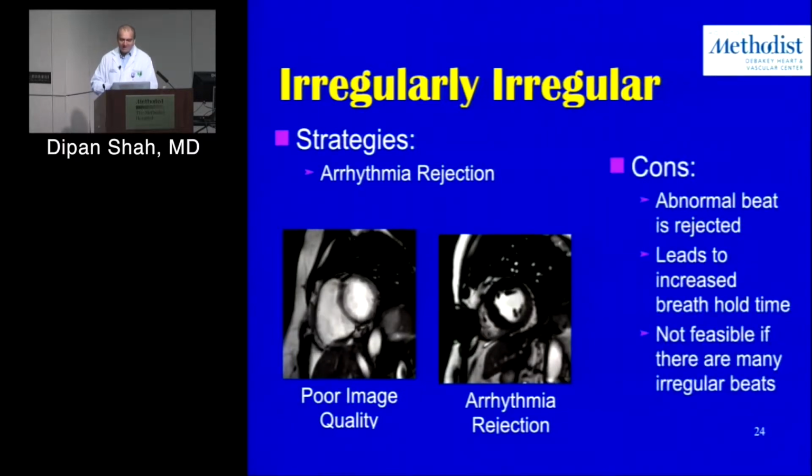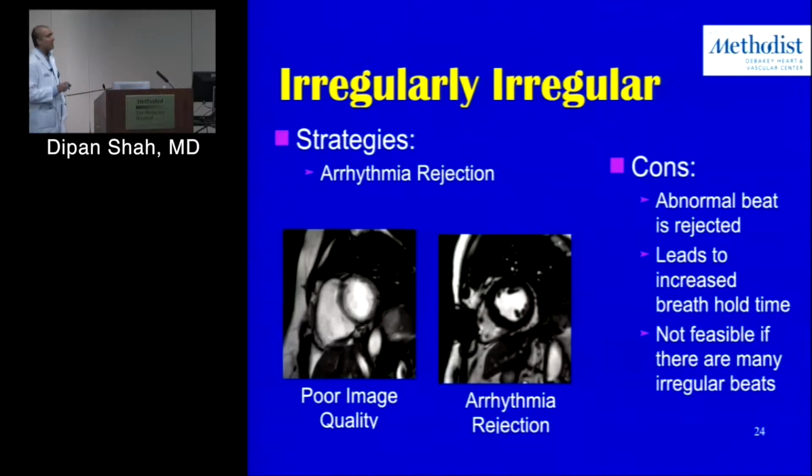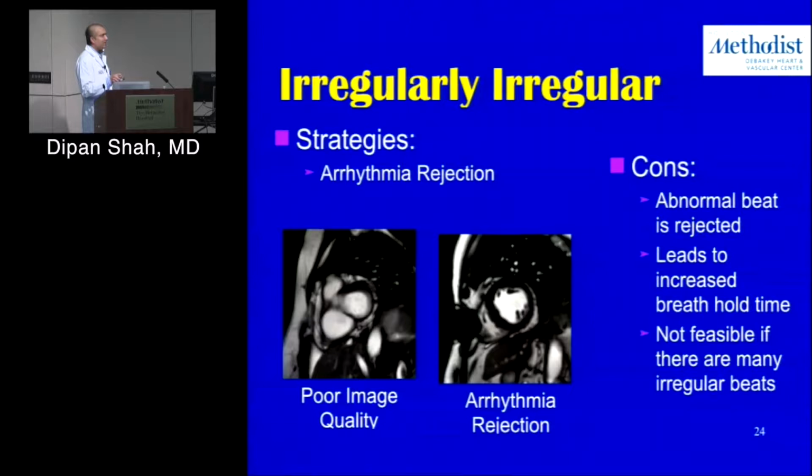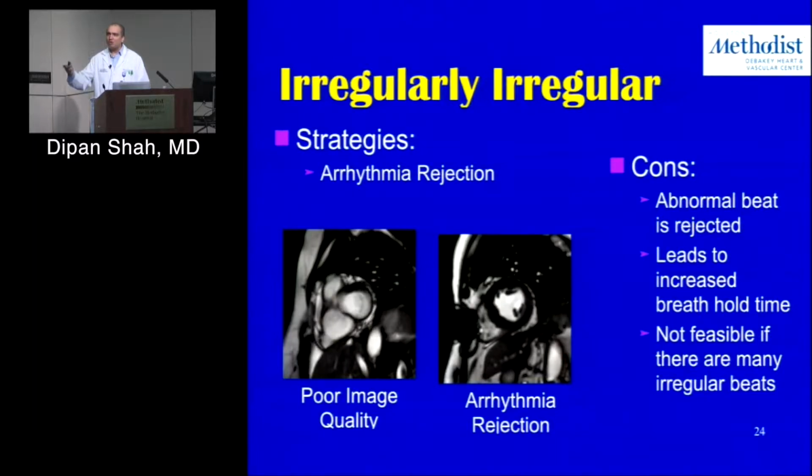Now, one of the downsides with this arrhythmia rejection sequence is that it's great, but it does have some consequences. Because notice, if I said that for this temporal and spatial resolution, I need 6 heartbeats to generate my image, that means I need 6 good heartbeats. Now, if I'm discarding beats, then I've got to replace those beats, so now the acquisition time gets longer and longer and longer. And so the problem is, if you have somebody who's having a lot of arrhythmias, the breath hold time can become way too long. This thing can just keep running forever.